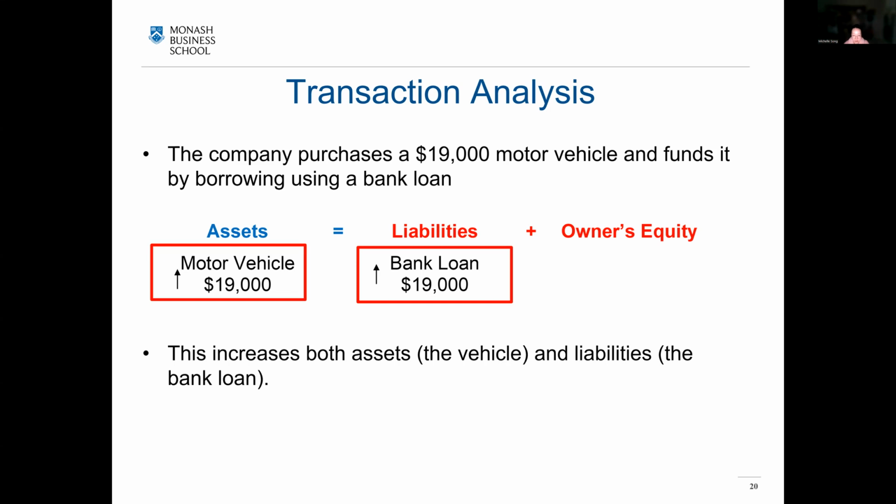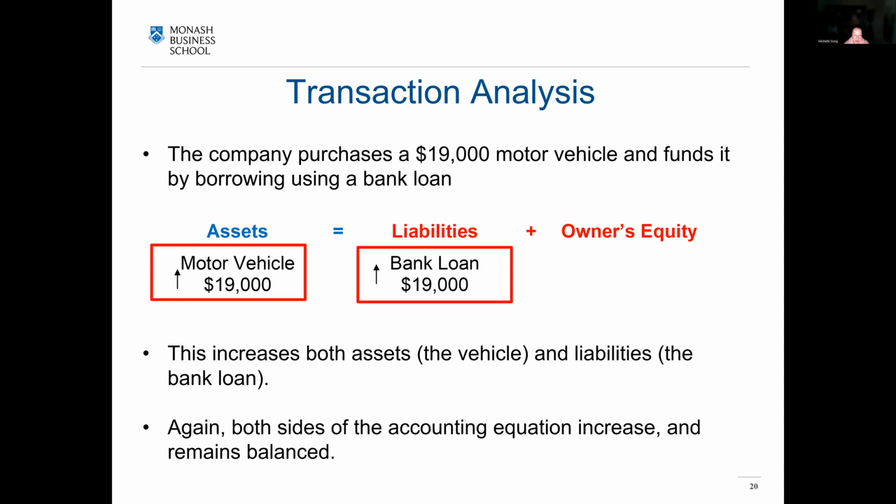The third question is, does our accounting equation remain in balance? So let's check both sides. The left-hand side increased by 90. The right-hand side, which is a liability, increases by 90. Overall, our conclusion is that our accounting equation remains balanced.